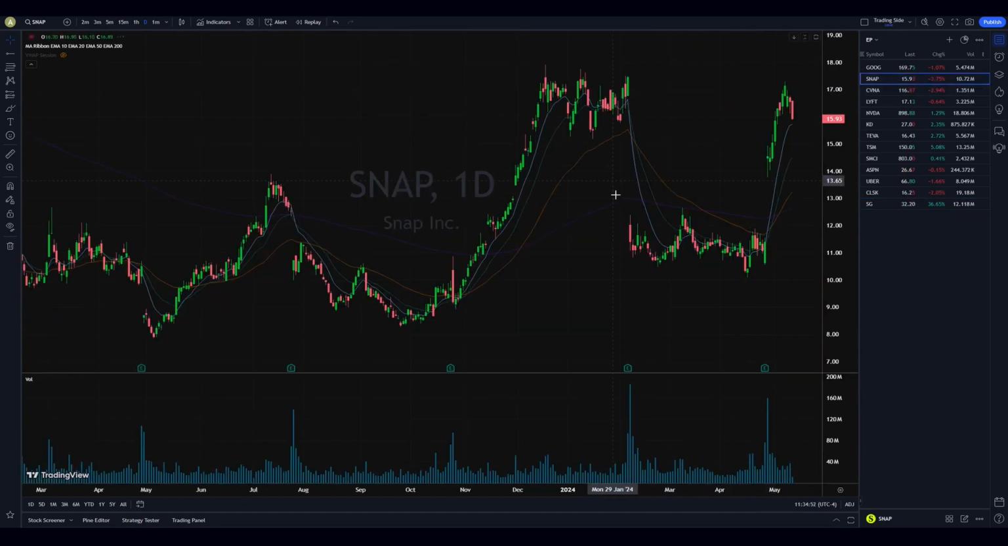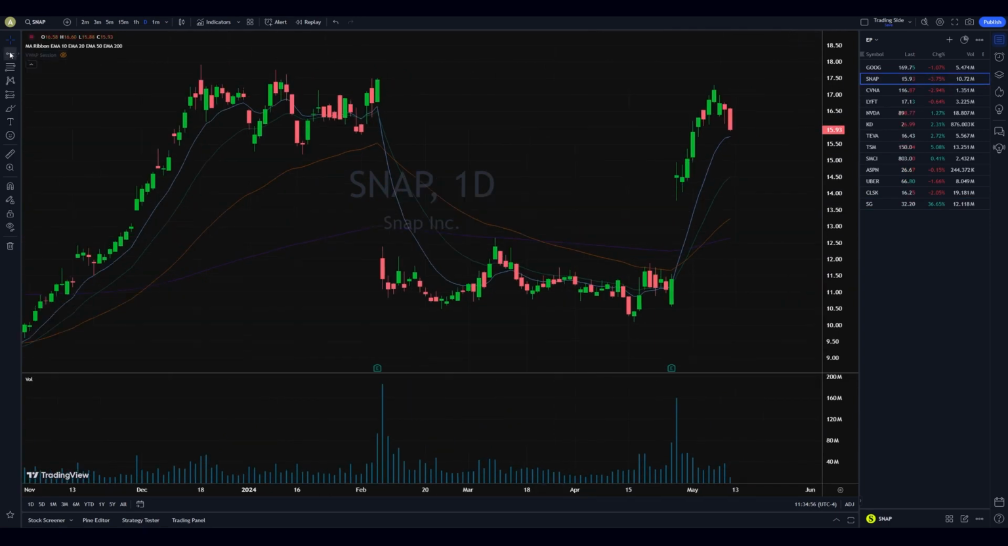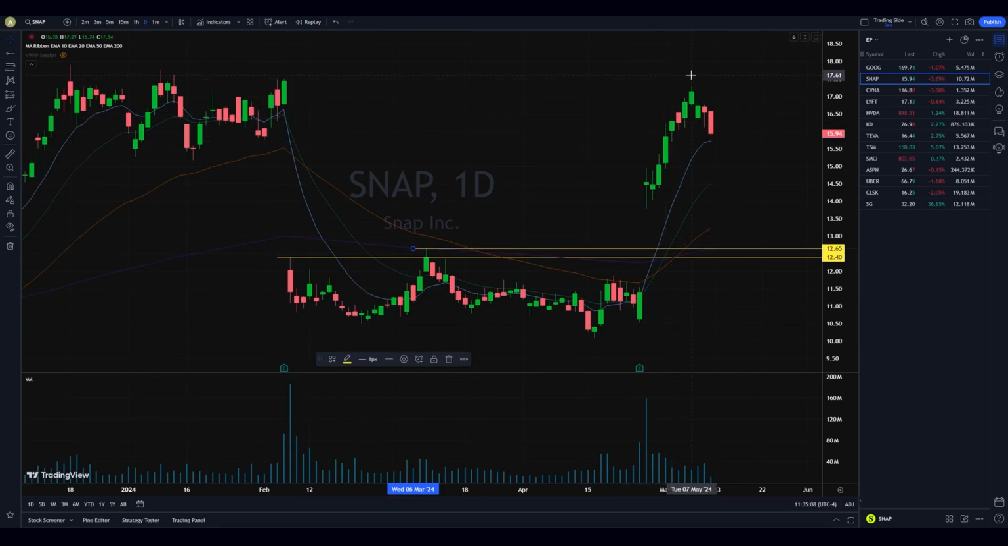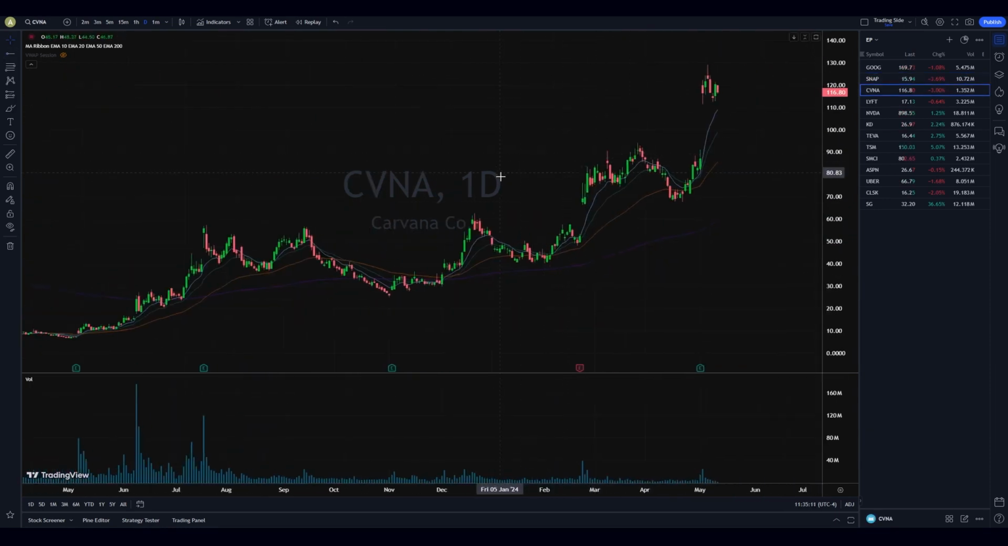If we look at something like Snap, we have a different type of variation. We have a stock that's been stuck in a range since February, and all of a sudden earnings comes around and here we go, we get this big gap above, and after that we have a really nice move. Same thing with CVNA, the stock consolidating after earnings over here, and all of a sudden we just gap above.